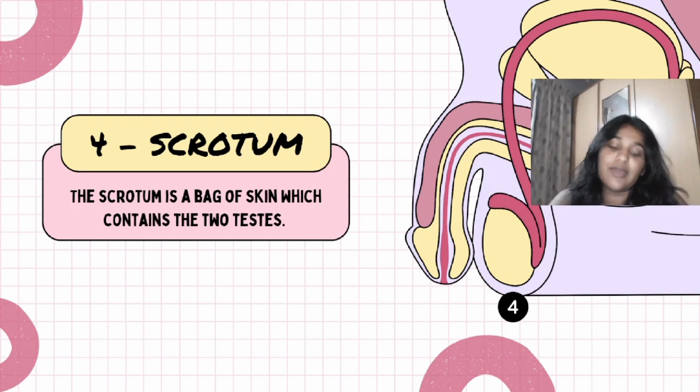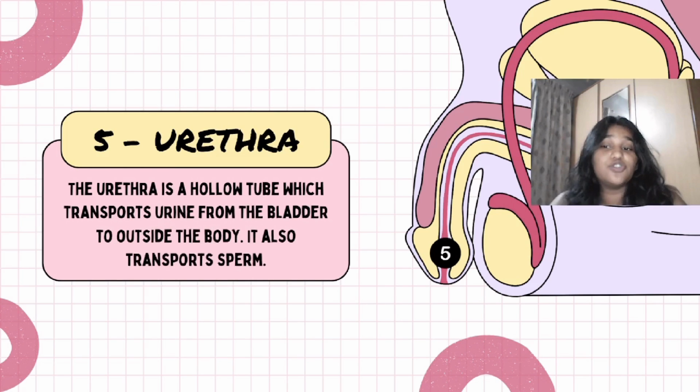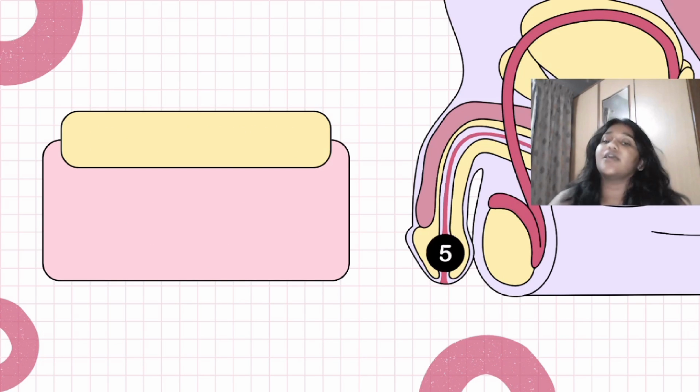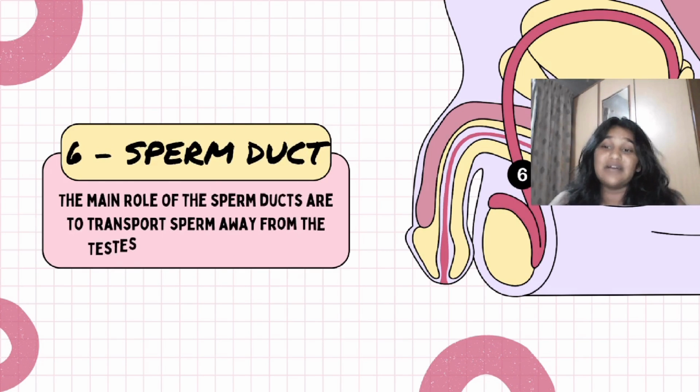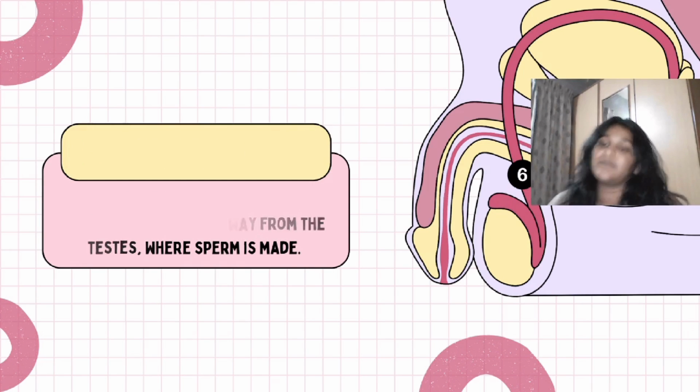It's like a ball, okay? And then you have the urethra. The urethra is a hollow tube which transports urine from the bladder to outside the body, and also transports sperm through the same hole. Then we have the sperm ducts. The main role of the sperm ducts is to transport sperm away from the testes when sperm is made.